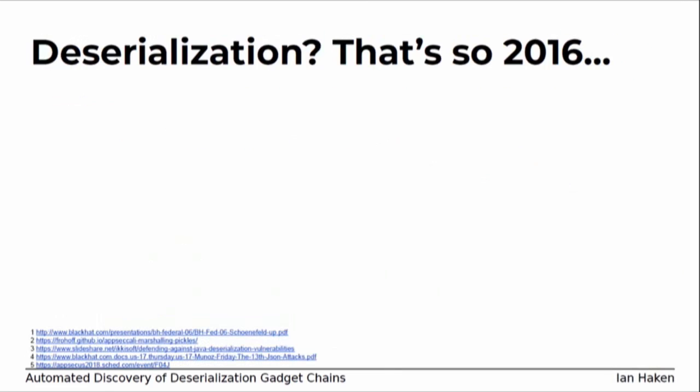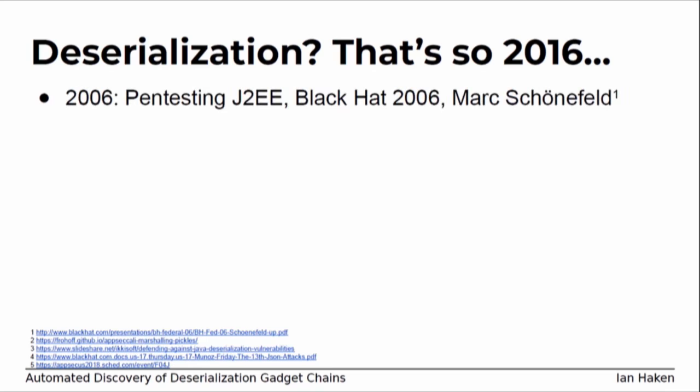So why am I talking about deserialization today? Like, that's a 2016 topic. This is not new. This is something that we've been thinking about for a little while. But honestly, this class of vulnerabilities goes back even before 2016. Some of the first mentions of it go all the way back to 2006. Mark Schonenfeld gave a talk at Black Hat that year and identified how some application containers were subject to this kind of vulnerability. They were using object input stream in an unsafe way, and you could get code execution on them.